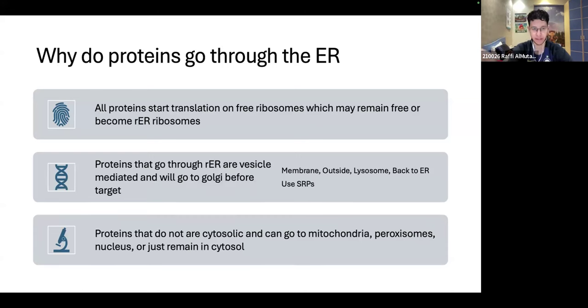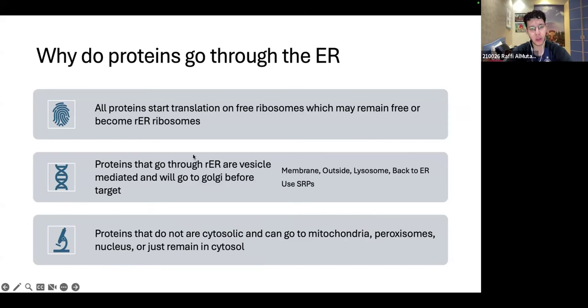As a small fun fact, it's called rough endoplasmic reticulum because the ribosomes go and attach to it. That's what makes the rough surface of it. Anyways, if it goes to the rough endoplasmic reticulum, that means it's vesicle mediated. So when something goes to the rough endoplasmic reticulum, it will be transported in the form of vesicles. And vesicles are very small carrier membranes, and they can be used for transport.